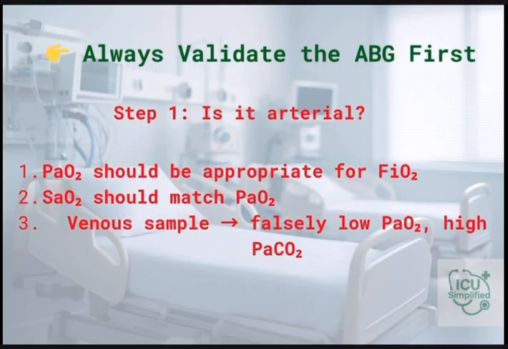Before interpreting any ABG, the very first step is validation. We need to confirm that the sample truly represents arterial blood and that the values are reliable. The PaO₂ should be appropriate for the given FiO₂, and the oxygen saturation should make sense in relation to the PaO₂. These values should correlate with each other and with the patient's clinical condition. If the sample is venous instead of arterial, the PaO₂ will appear falsely low and the PaCO₂ may be higher than expected. So, before analyzing acid base status or ventilation, always pause and make sure the ABG itself is valid.